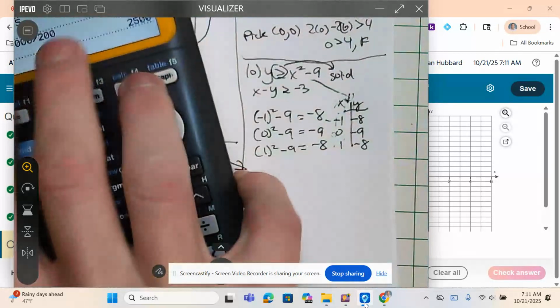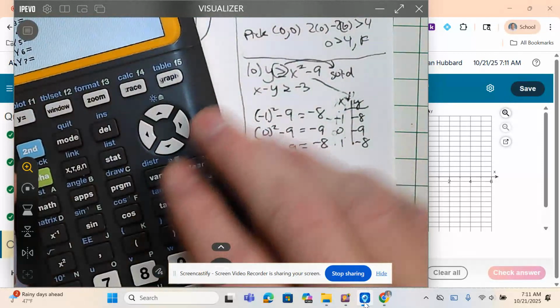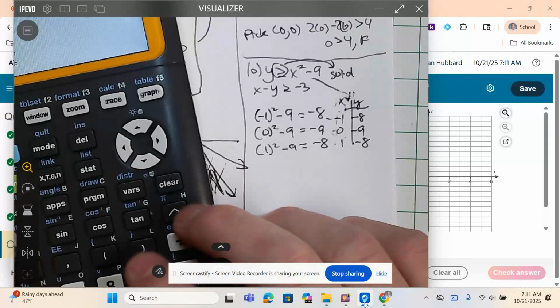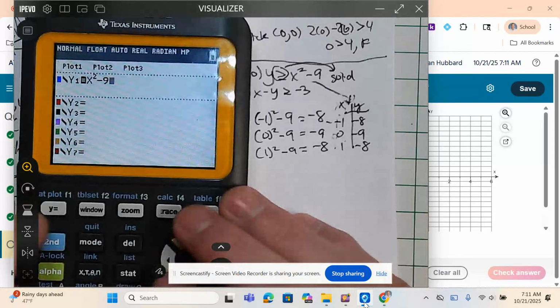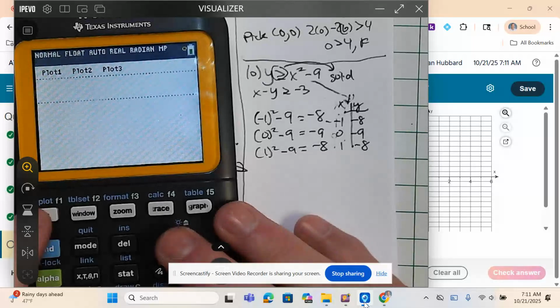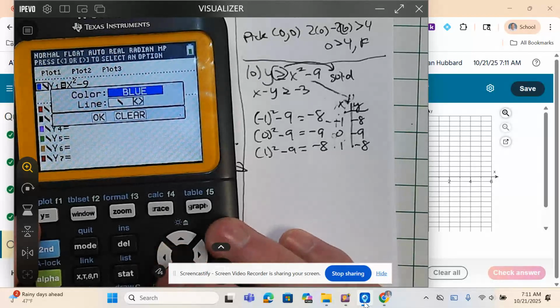You could plot that into a calculator too if you don't trust yourself. X squared minus 9. Okay, you can go to second graph to look at that, and you could see that -1, 0, 1. You actually could do the inequality part if you wanted to as well. I don't know if you remember that.